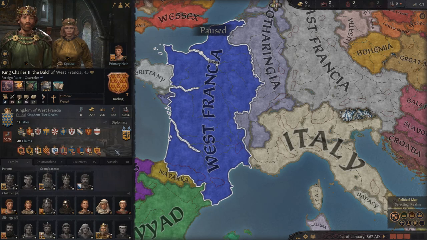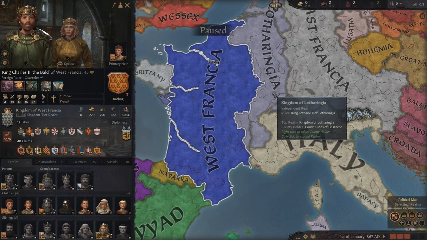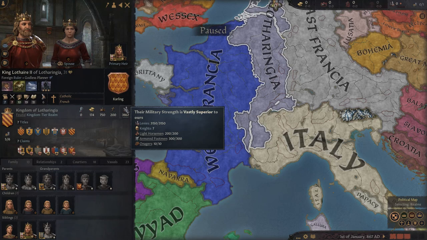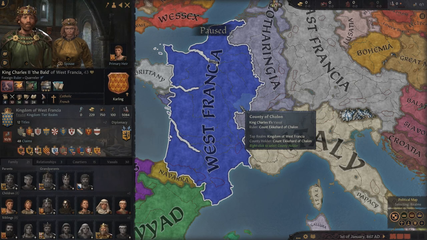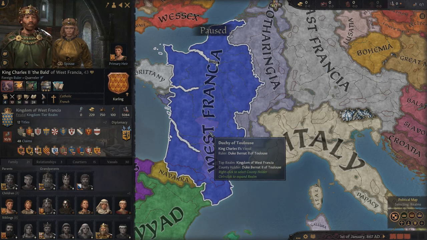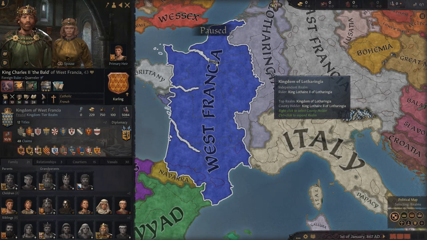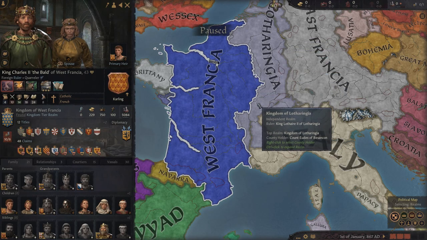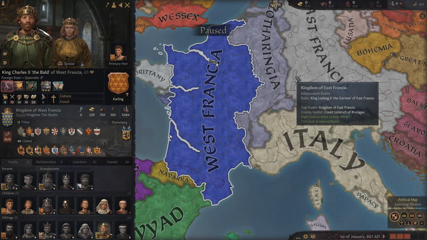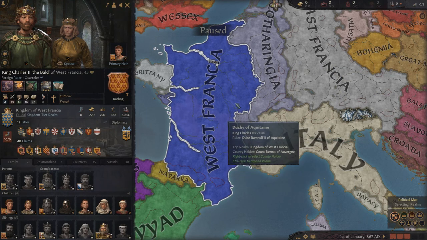Strategically, moving against Lotharingia is really the best bet for Charles. It is a relatively weak state, has a smaller army, is relatively isolated as well. With the powerful dukes and nobles and vassals within West Francia, you should be able to conquer a good chunk of Lotharingia before East Francia comes in, and maybe you can even ally yourself with East Francia and or Italy against that.